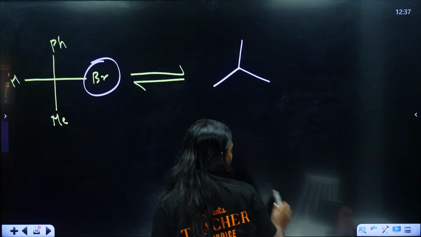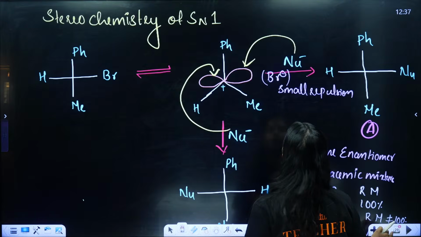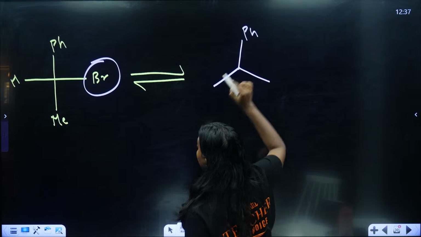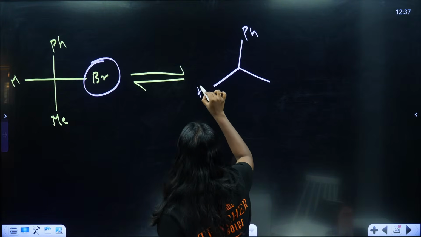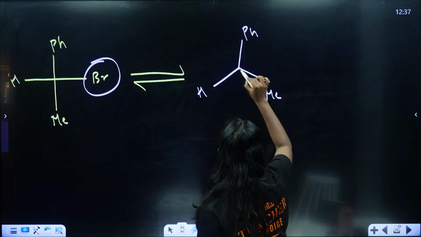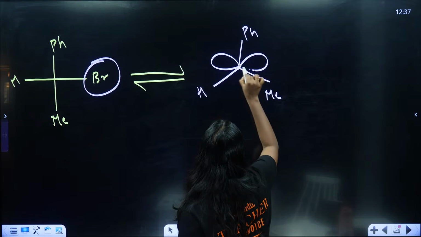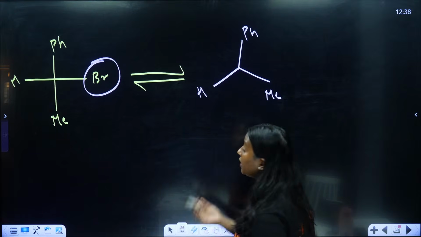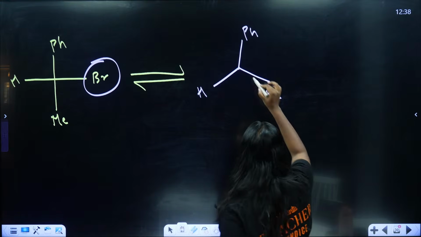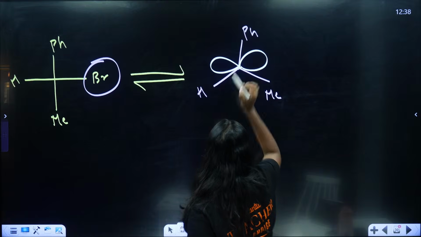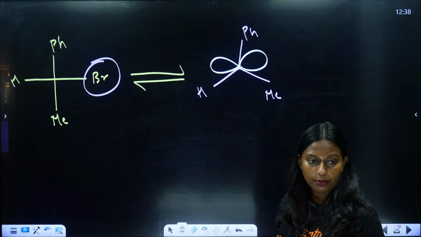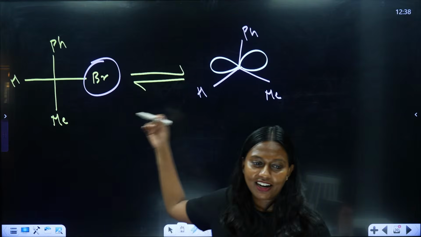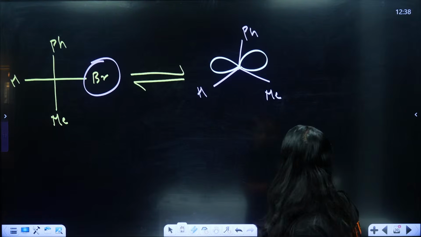So here also you can see, this is our phenyl group, this is our H, this is our methyl group. I will use a different color. Because the Br is leaving here, obviously a vacant orbital is there. Wedge bond and dash bond, but I can't write wedge and dash bonds, it will take lots of time.